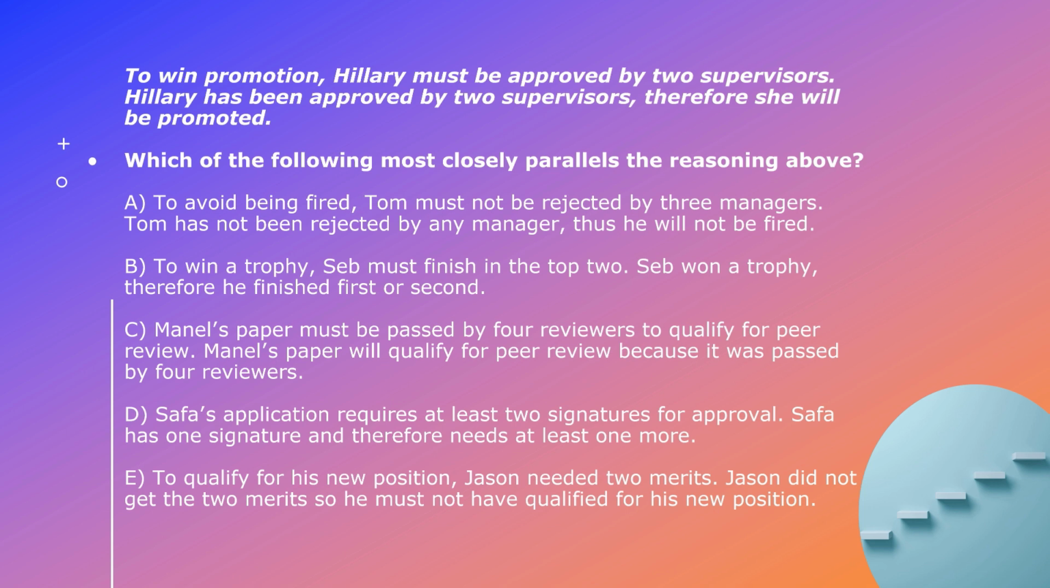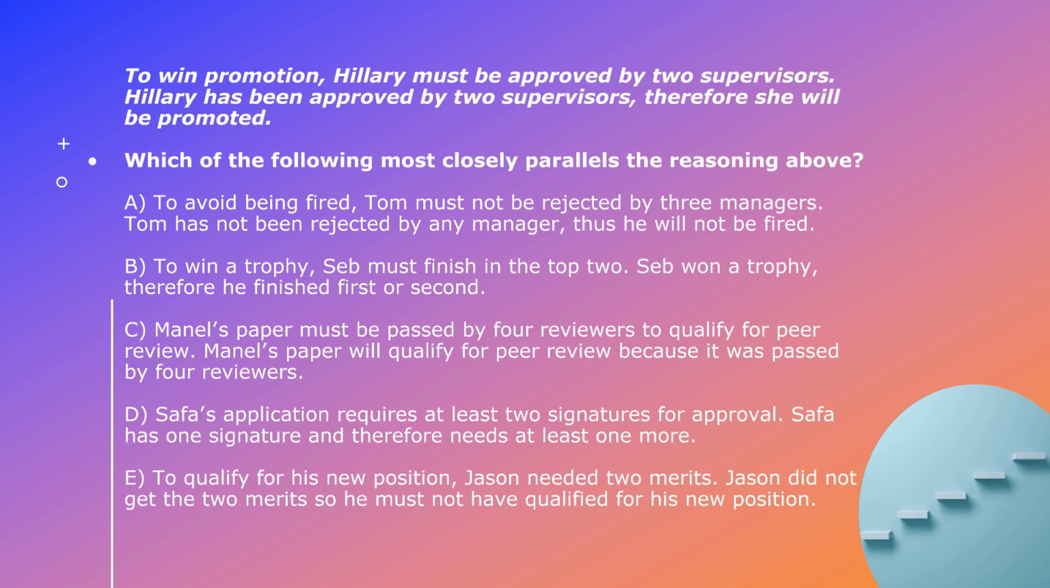Notice the difference. See if you can spot it on your own if you want, but I'll go through it. To win a trophy, there's this one condition. Then they didn't say that Seb had passed that condition, because that would be the same flaw as the original. They said he achieved the achievement, he won the trophy. Therefore, it must be true that he met all the conditions, including finishing first or second.